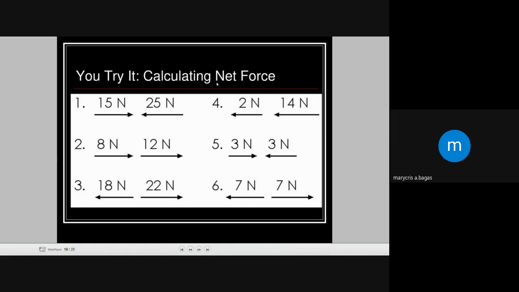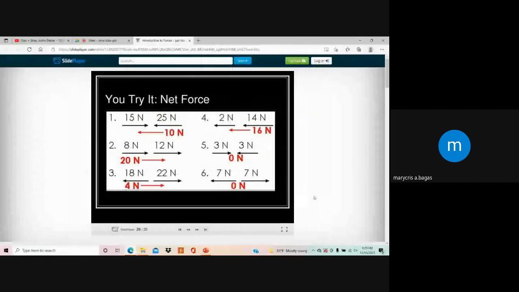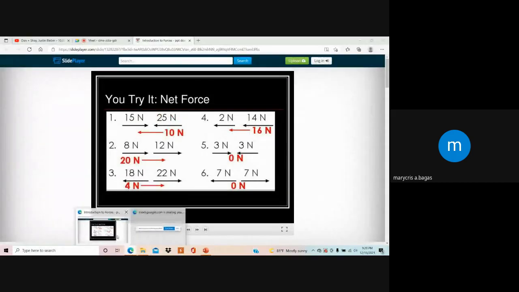Okay, next time we're going to calculate this force. We're going to try to calculate this force when we meet again on Wednesday. And that's it for our science subject.